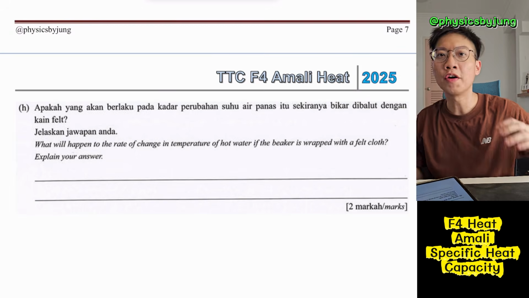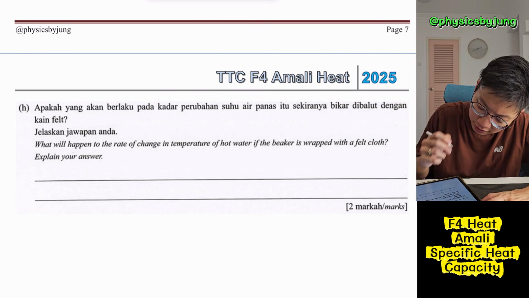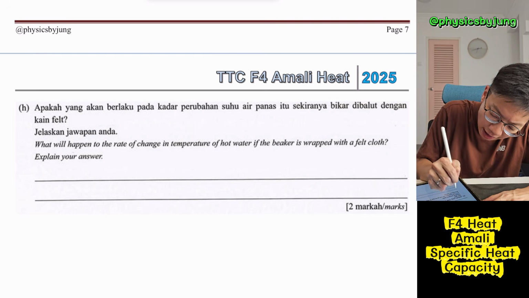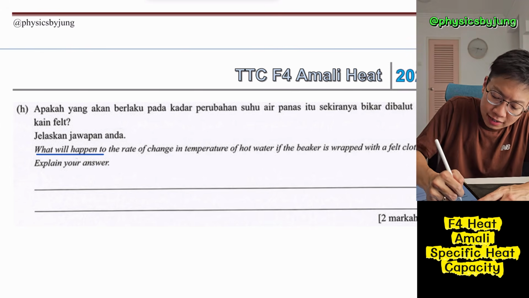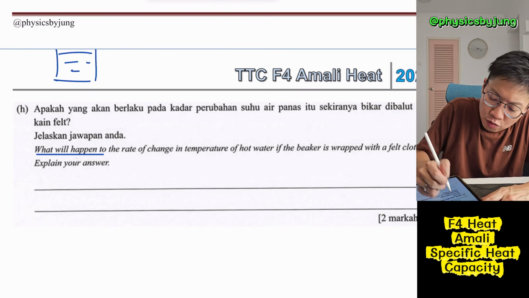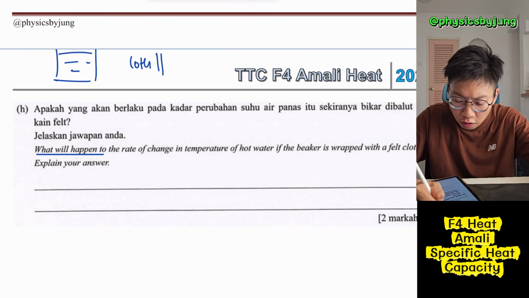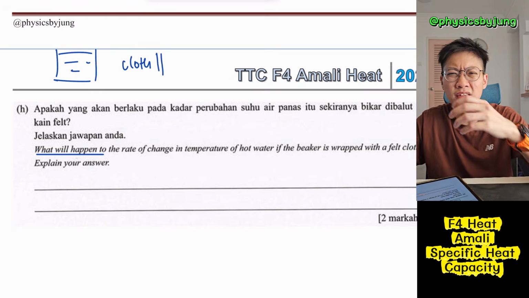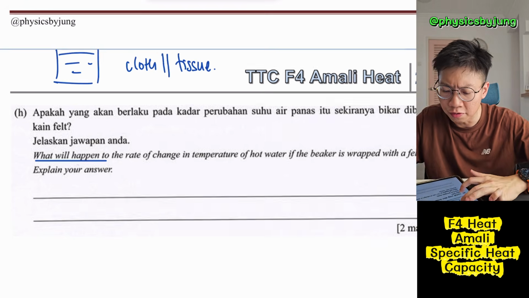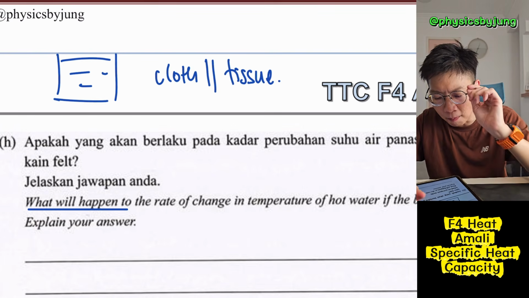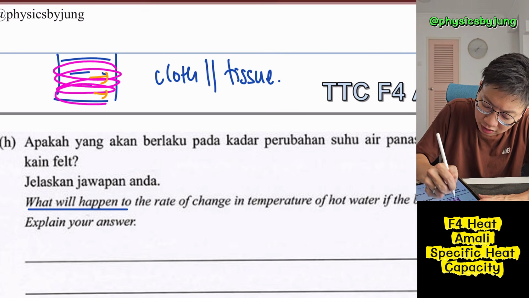Okay, then what is another thing that is very difficult? Usually, it is when they ask you what will happen if you wrap with a felt cloth. So sometimes in your amali, maybe they will give you a cloth, a kain, or a tissue paper. Guys, this one is not for you to wipe your sweat. This one is mainly for you to wrap this thing so that you can reduce the heat loss.